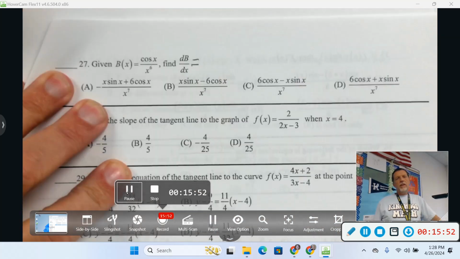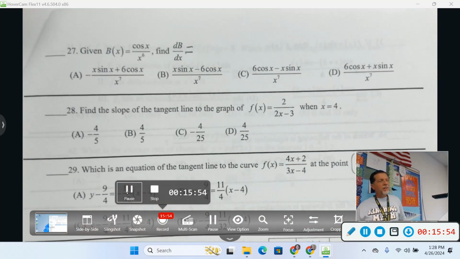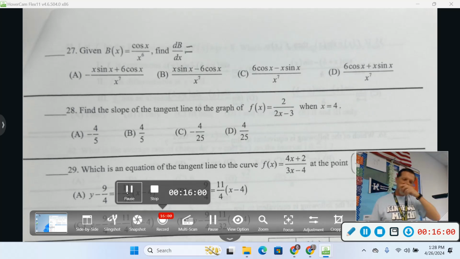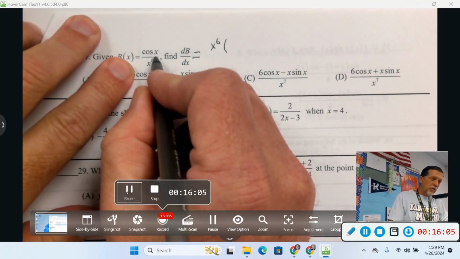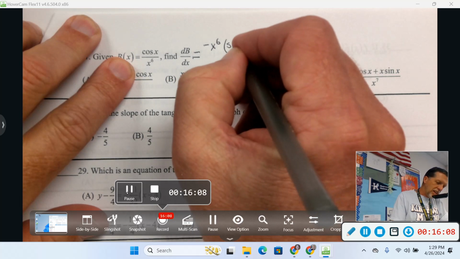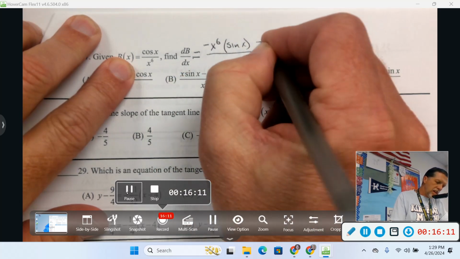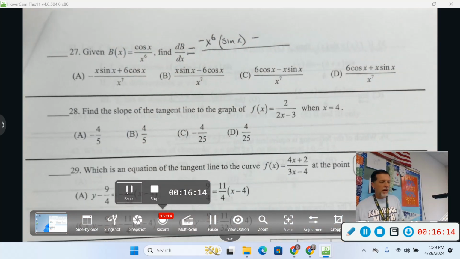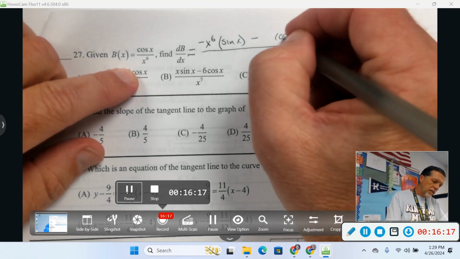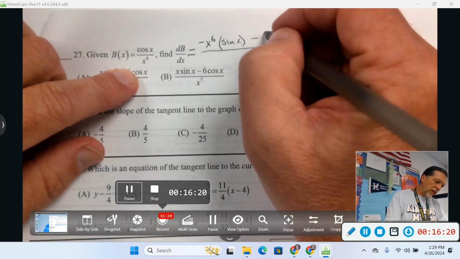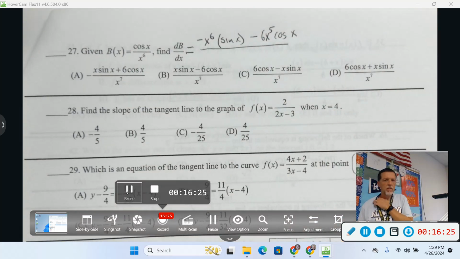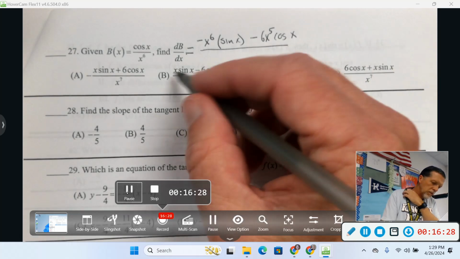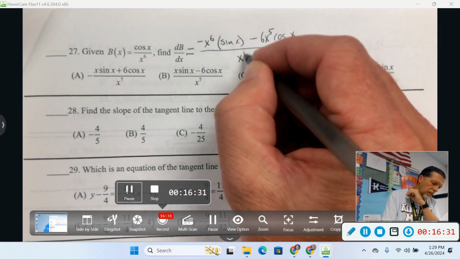So, feeling adventurous, I'm not going to label the f and the g. I'm just going to say bottom times derivative of top minus the other way around. So start at the bottom. x to the 6 times derivative of cosine, which is negative sine, minus, and then the other way around, so the top times derivative of the bottom. And I'm going to put 6x to the 5th out front just because it looks better there. All over the bottom squared, so x to the 12th.